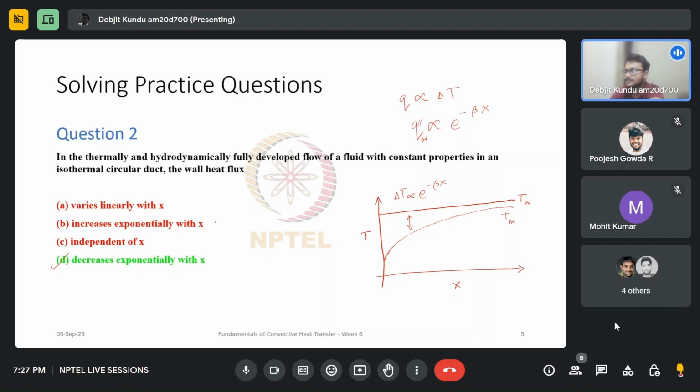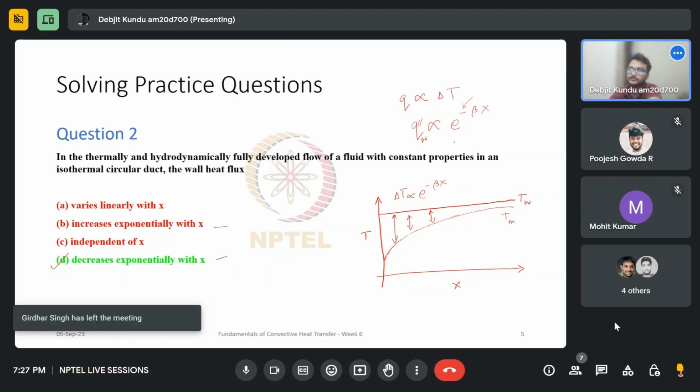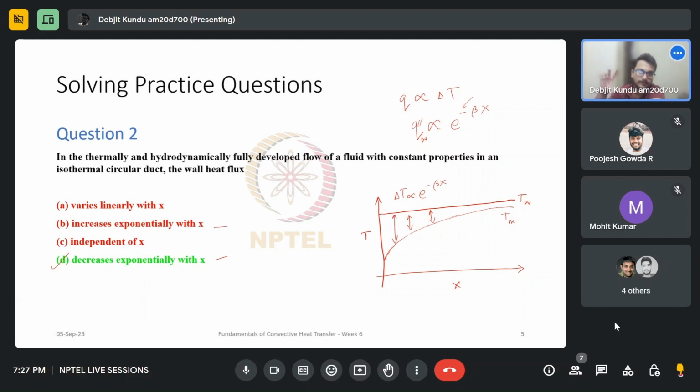So both option B and D said that the nature would be exponential, but B said it would increase exponentially, which is not true. It would decrease because the temperature difference, as you can see here, is decreasing with x. So the wall heat flux will also decrease with x. And mathematically, we have this negative sign over here. That's why the wall heat flux will decrease exponentially with x.